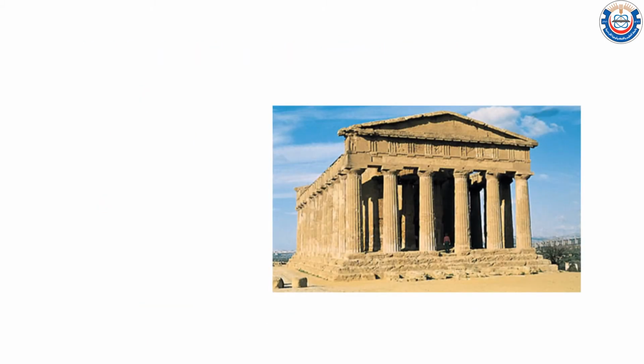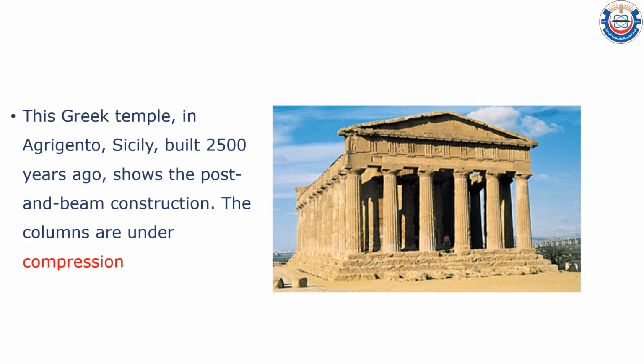This is an ancient Greek building. As you can see here, these columns undergo a compressive stress. The load on these columns arises from the weight of the roof. The force of gravity caused deformation of these columns over the years.